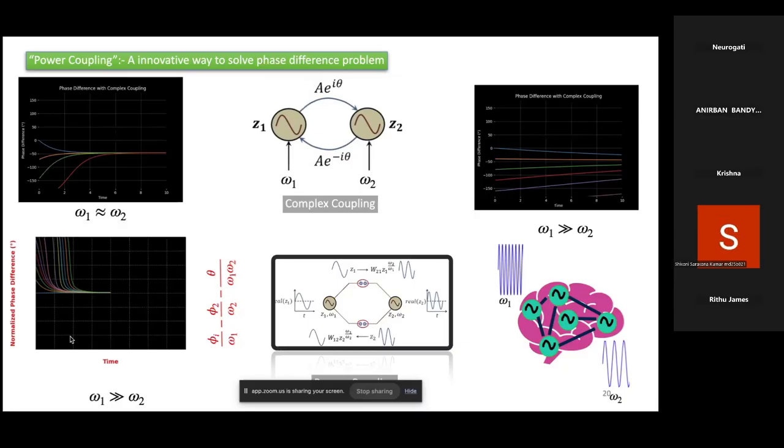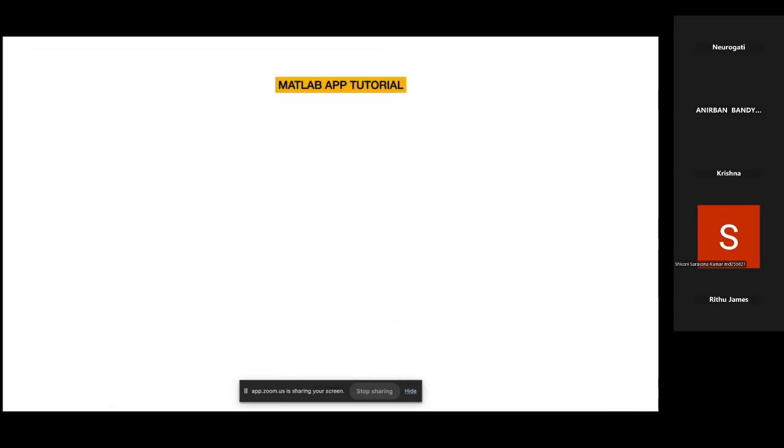I will explain this power coupling and the complex coupling with this MATLAB app. I think now we'll do the tutorials.